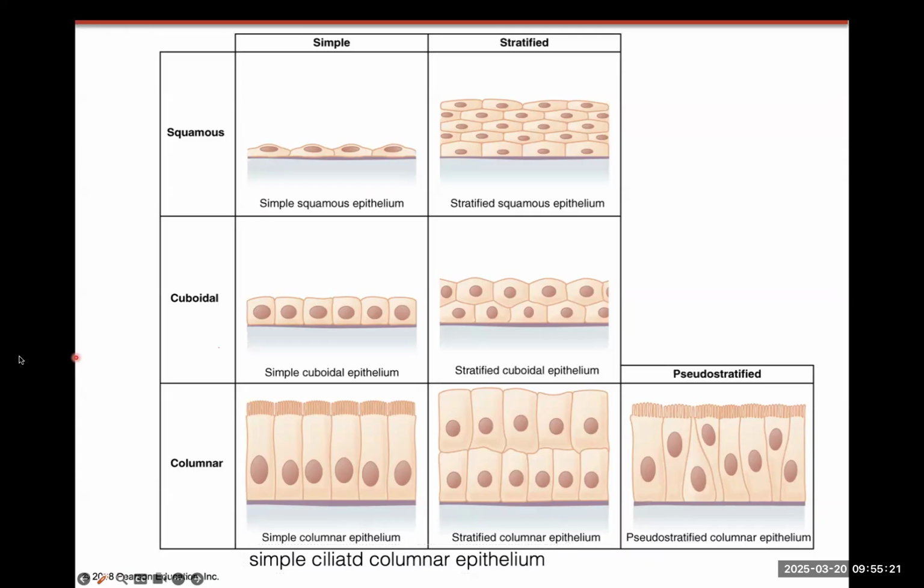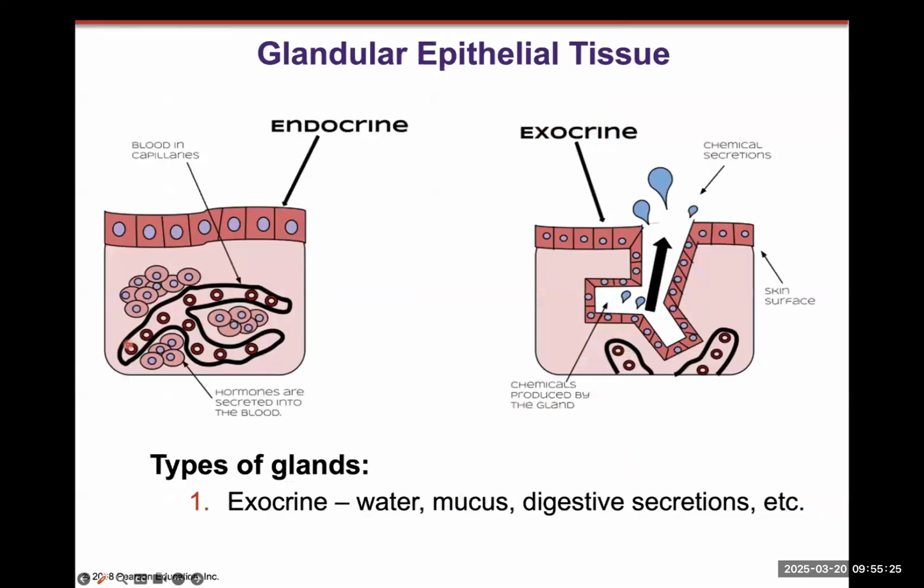Okay, so other stuff that you find in the epithelial tissue will be the glands. And as I mentioned before, the skin is going to secrete things. If you have a gland that secretes things to the outside world, that's going to be called an exocrine gland. Exo means outside, and crine means gland.